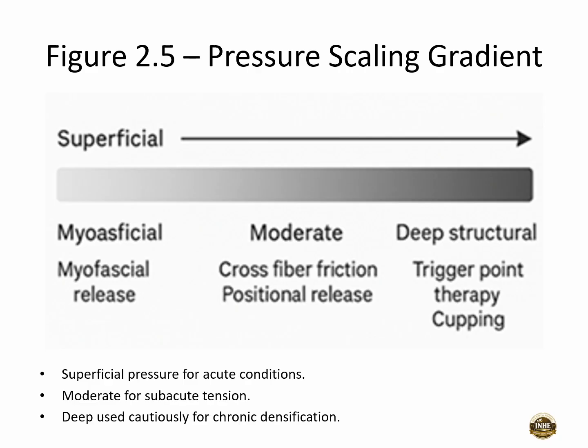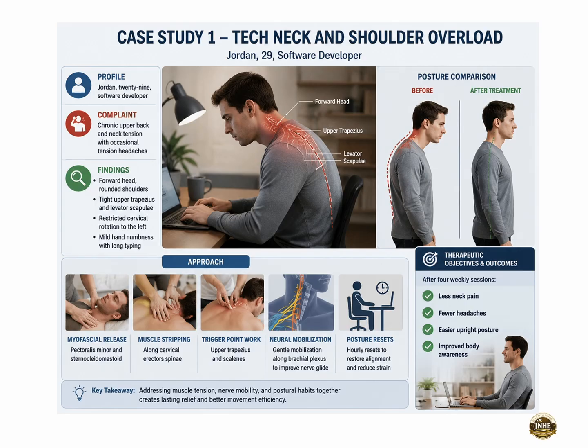Now it is time to compare what we have learned to specific case studies. Case study, tech neck. This case study demonstrates a common forward head posture pattern associated with prolonged device use. The client presented with overactive sternocleidomastoid and upper trapezius muscles along with rounded shoulders. Treatment focused on decompression, postural awareness, and restoring muscular balance.